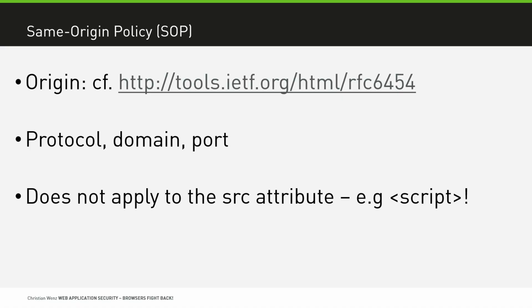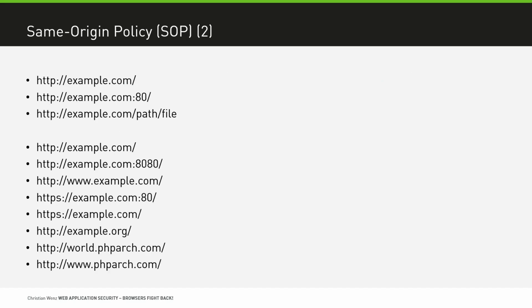Now, the origin consists of protocol, domain, and port, and this all has to be the same. So, for instance, I have a couple of URLs here. Those 3 URLs here on the top, they have the same origin, right? Because they have the same protocol, HTTP, they have the same fully qualified domain name, example.com, and they all use port 80, either implicitly or explicitly. However, of the 8 URLs down there, not 2 of them have the same origin, because there's always something different. The protocol, the domain name, the port, or even several of those.